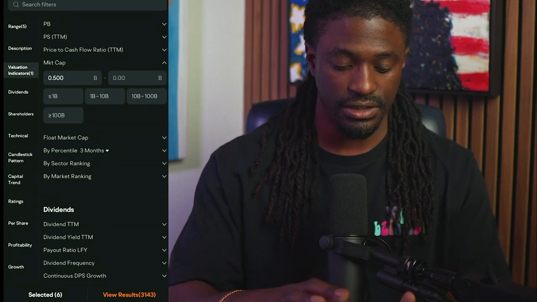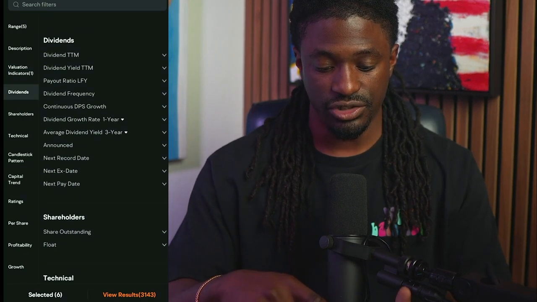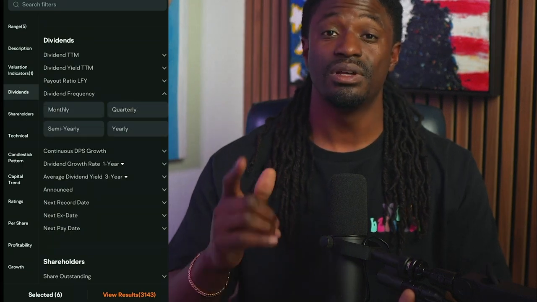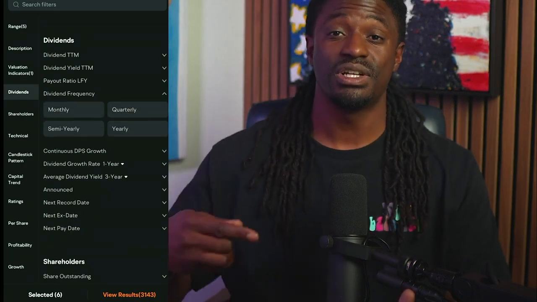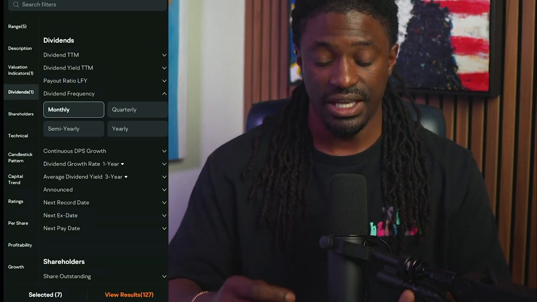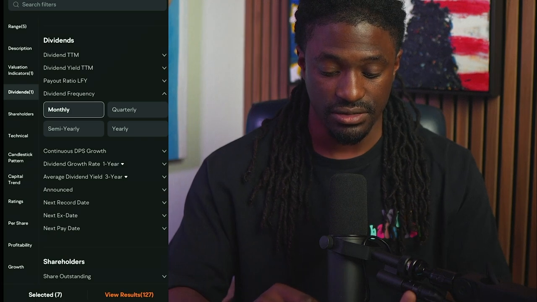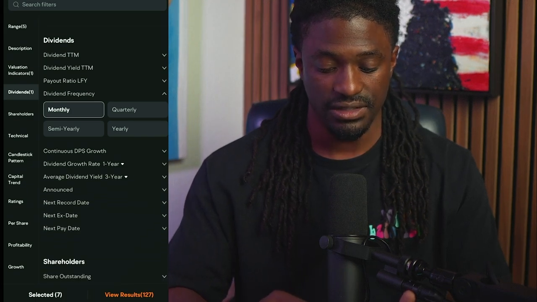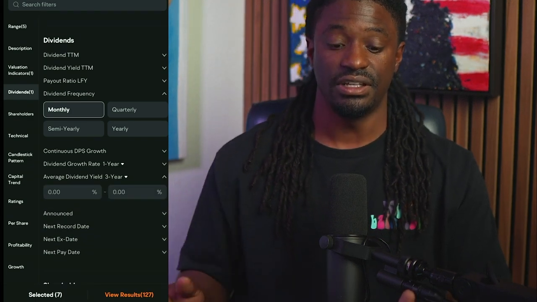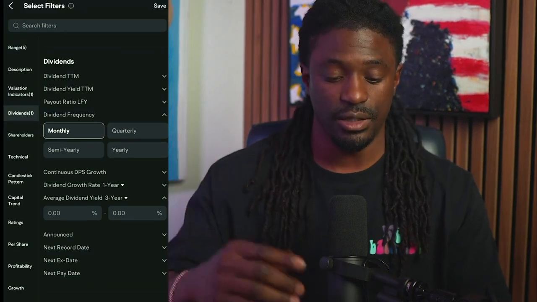And then the next thing we're going to do is come down to the dividends. So now that we're on the dividends, you could click on dividend frequency. Remember, we're looking for a monthly paying dividend stock because we want to generate income every single month. So we're going to click on monthly paying dividend stocks, and then that's going to show us 127 different stocks. You guys can also look at the dividend growth rate. You could look at the 3-year average dividend yield. So you could be looking at stocks that have been growing their dividends over the last couple of years.